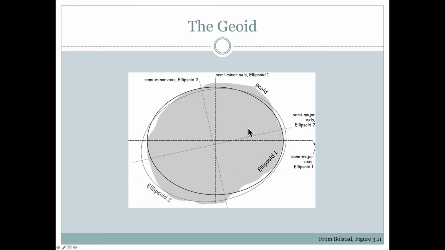So here's a representation just to kind of show exactly that. We have two different ellipsoids here. They're both ellipsoids, but their major and minor axes are tilted. They have different centers associated with them, and they were created in different ways. The geoid can be above both of these ellipsoids. It can be below both of those ellipsoids, or it can be above one and below another. So all of these things are possible.